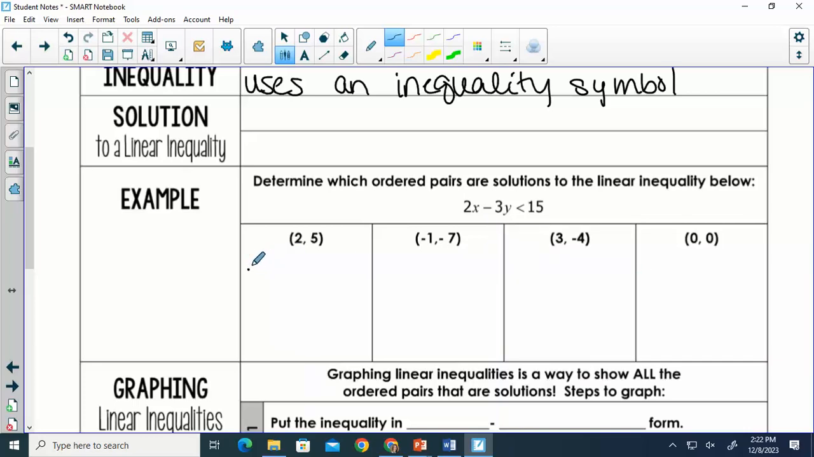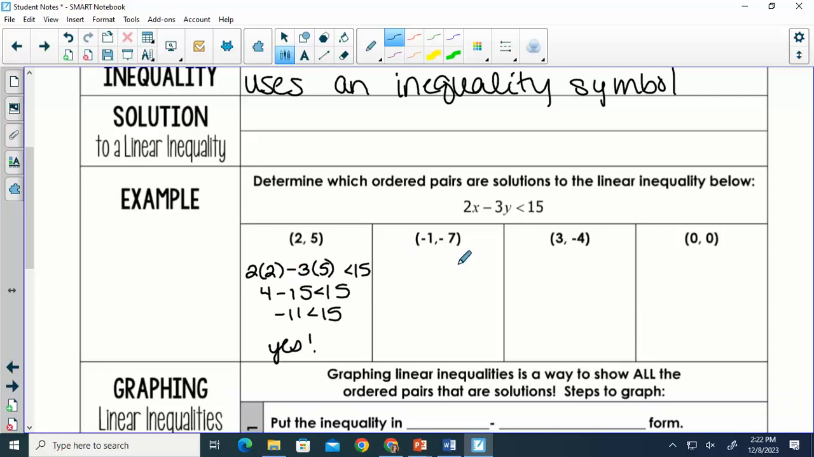To do that, we plug in, in this case, a 2 for the x, a 5 for the y, and we want to see if it's less than 15. You get 4 minus 15. Is negative 11 less than 15? Yes, negative 11 is smaller than 15, so this is true. So 2, 5 is an ordered pair that would be a solution to that inequality.